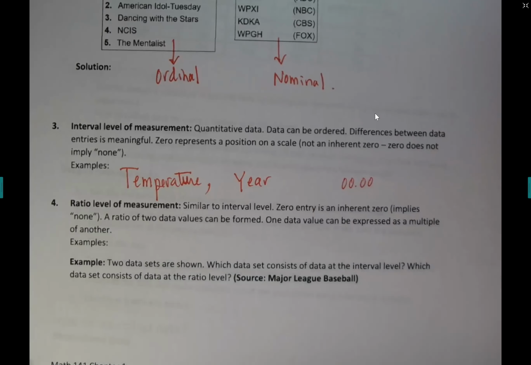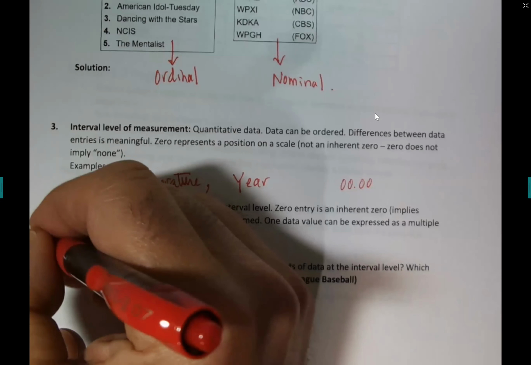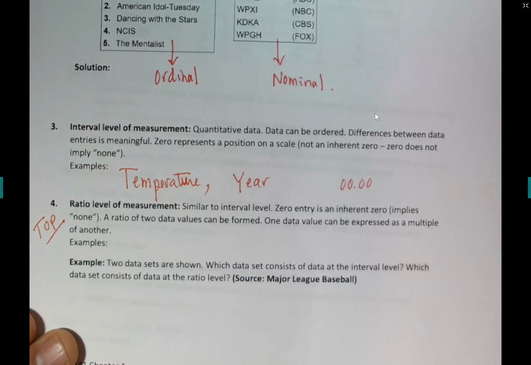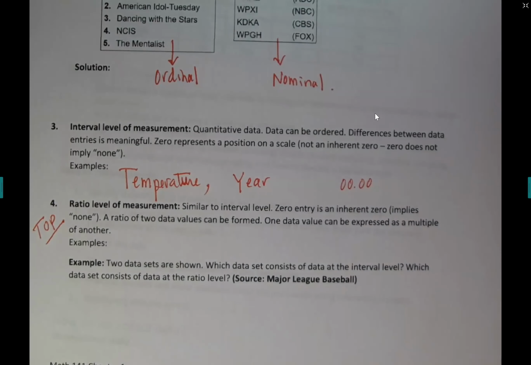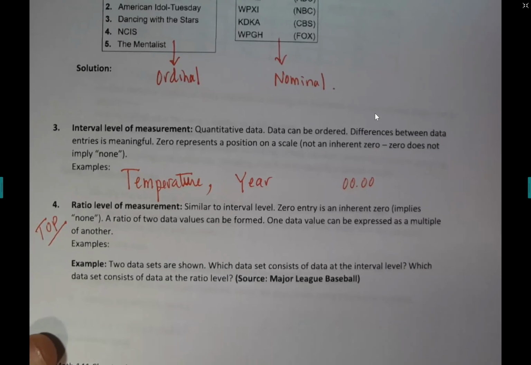Ratio level of measurement, that's the top one. That's the most important one. It's similar to interval level. 0 is inherent, it implies none, means nothing. And you can compare the data at the ratio level by saying one is twice as big as the other, or one is twice as small as the other. That's what the word ratio means, comparing two quantities. And let me give you examples. Actually, anything you think of is going to turn out to be ratio.